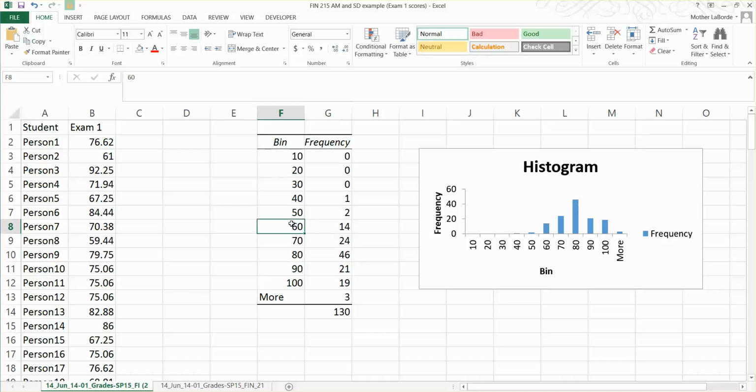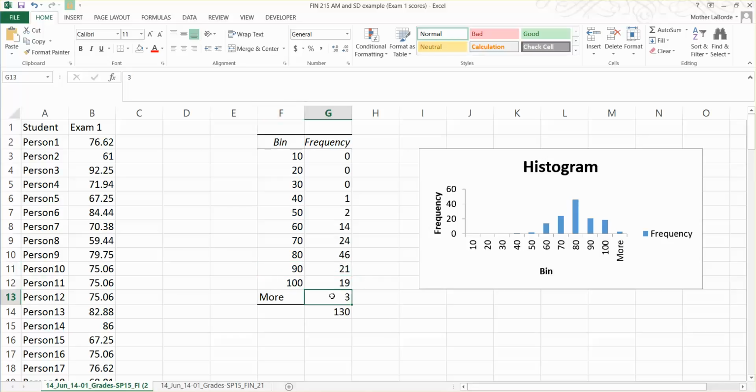I've been saying 61 and 51, but it's really 50.01. But 46 students earned somewhere in the range of over 70 to 80 or less. And then 21 students earned from over 80 to 90 or less. 19 from over 90 to 100 or less.